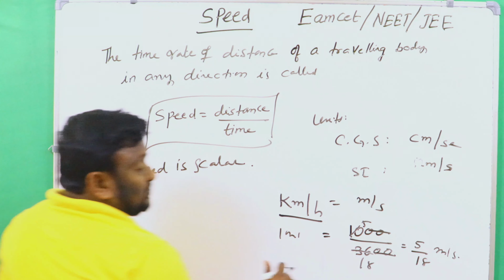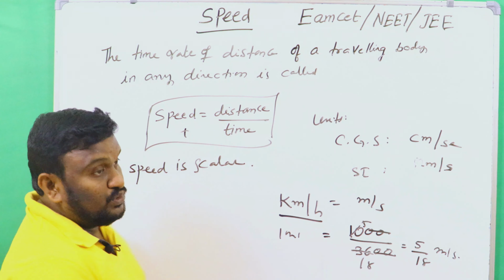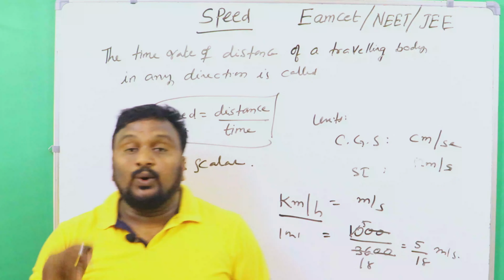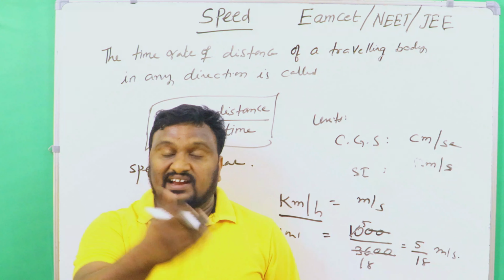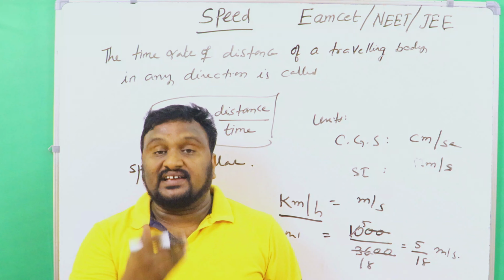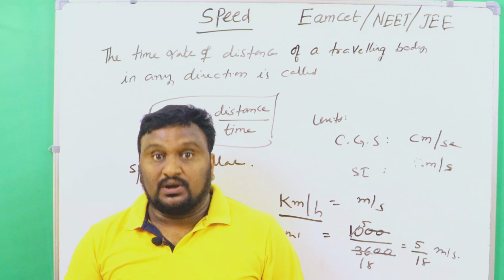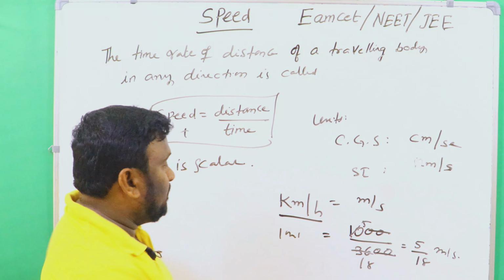Clear? And next thing here, what about the speed value? Speed value is always positive and can never be zero, because speed is a scalar. It has no direction. That's why speed is always positive and it is never zero. So this is simply about the speed. Clear?